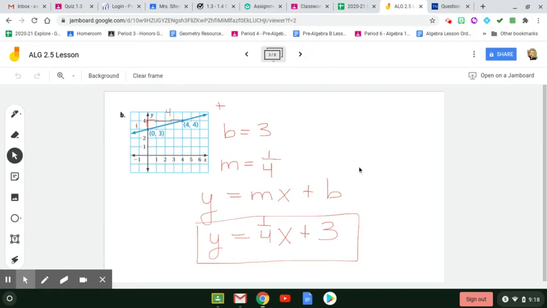And you can check your answers to these pretty nicely too. You could substitute in these ordered pairs to make sure you're right. So for example, if I take 4, 4, 1/4 of 4, right, is 1, and 1 plus 3 gives you your y value of 4. You could also substitute in the other value too to confirm that it's right. So the x value is 0, 1/4 times 0 is 0, and 0 plus 3 gives me my y value of 3. So it's a nice way of confirming if you're right.